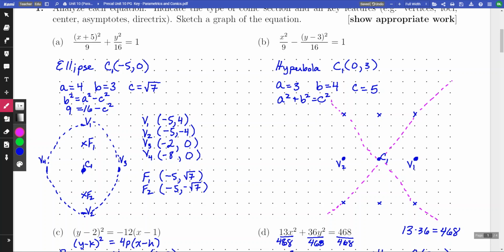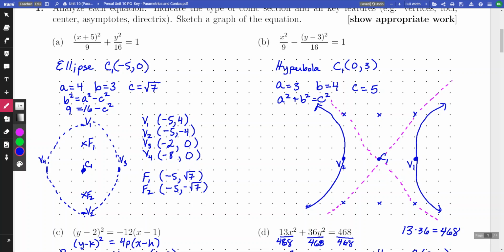And it doesn't have to be beautiful, but should be close. Then I can come over and say, okay, I know that my hyperbola is going to follow along those asymptotes. So there I have my hyperbola. Okay, so I have my vertices, I have my center.